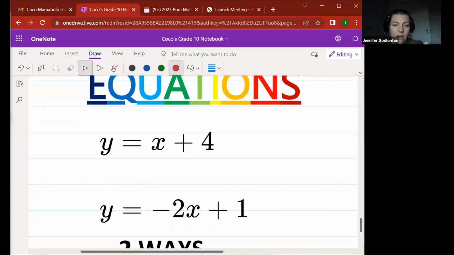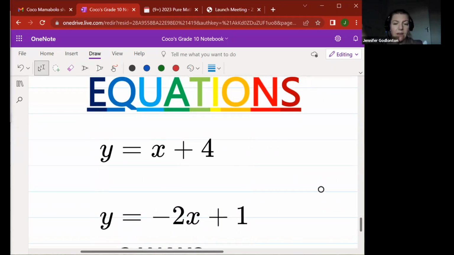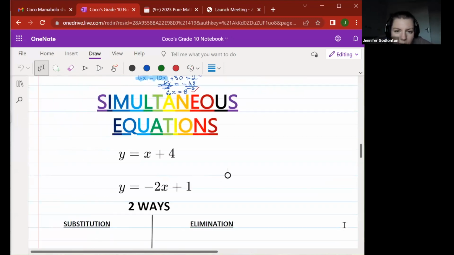So here we've been given 2. We've been given y equals x plus 4 and y equals negative 2x plus 1. And from here we need to try and figure out what we want to do. So let's just try and move this like this.